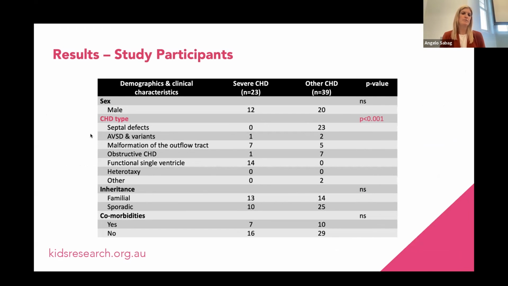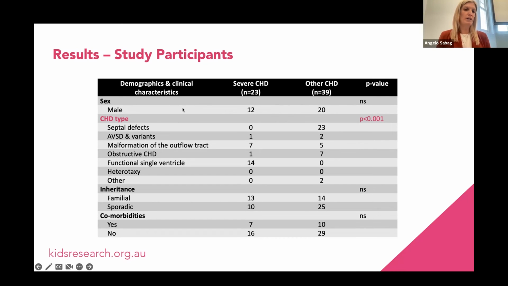So when we look at the study participants, I want to highlight that this work is very much a preliminary study. The sample numbers are very small, as you can see, and we were limited because of the whole genome sequencing and obviously the cost thereof at the time. But we had no significant differences between the groups when it came to clinical and demographic factors, as you can see here.